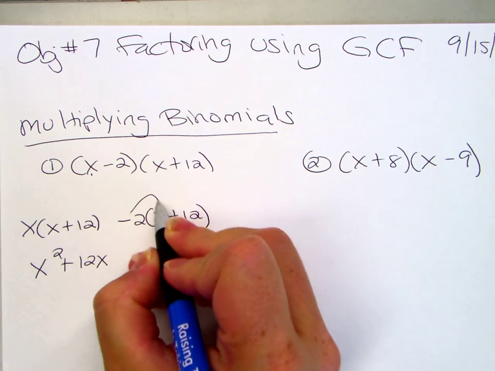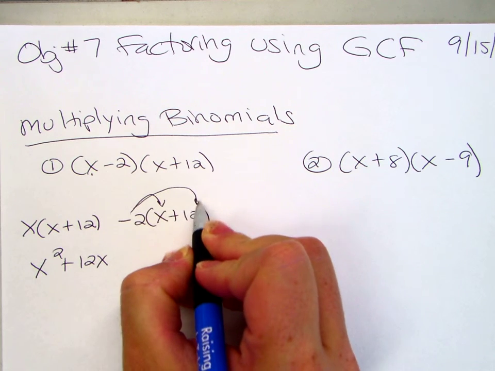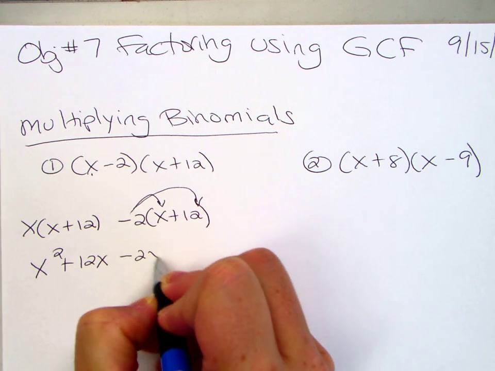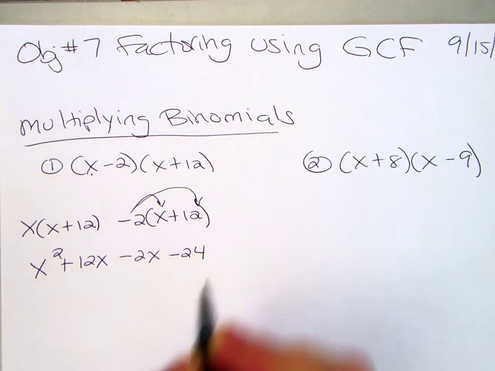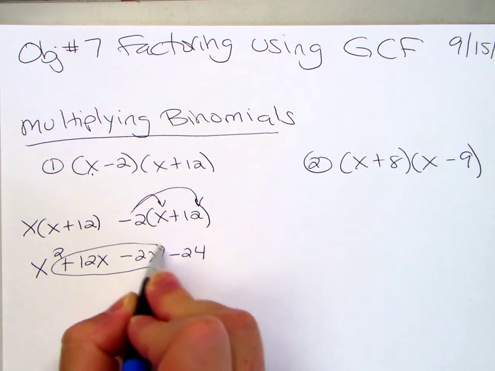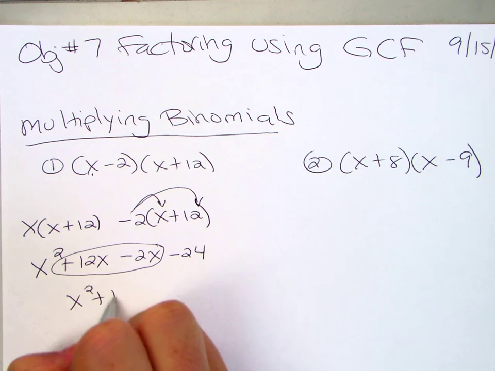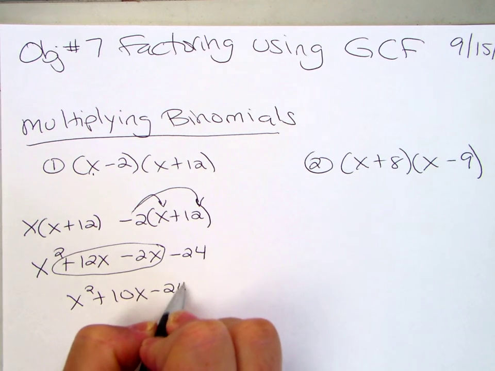Be careful, the mistake I still am seeing in class is the negative. Negative 2x minus 24. Put those middle two together. X squared plus 10x minus 24. Done.